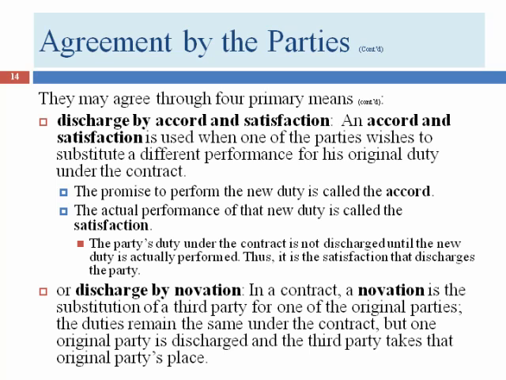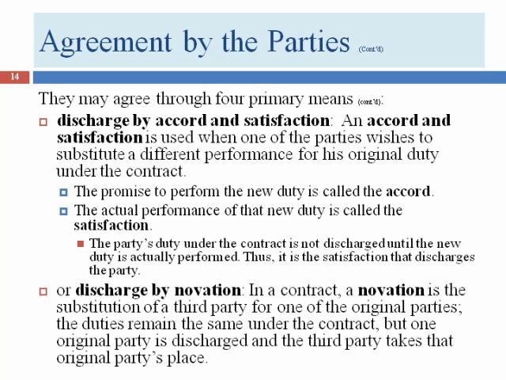And the last is a discharge by novation. A novation is a substitution of a third party for one of the original parties. You can see this is a delegee, perhaps. The duties remain the same under the contract, but one party is discharged and the third party takes the original party's place. So the distinction is under the delegee-delegor situation, where the delegator typically still is responsible to the person with whom he was in privity of contract, but he has delegated the responsibility to a delegee. In a contract by novation, the delegee gets promoted to having privity of contract with the person who was getting the services.